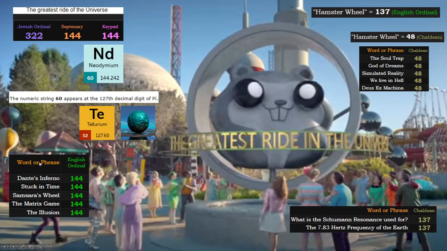With 144 in English ordinal, we have Dante's Inferno, and we will see Inferno later. Stuck in time, Samsara's wheel, so we have the wheel again, the Matrix game, and the illusion.